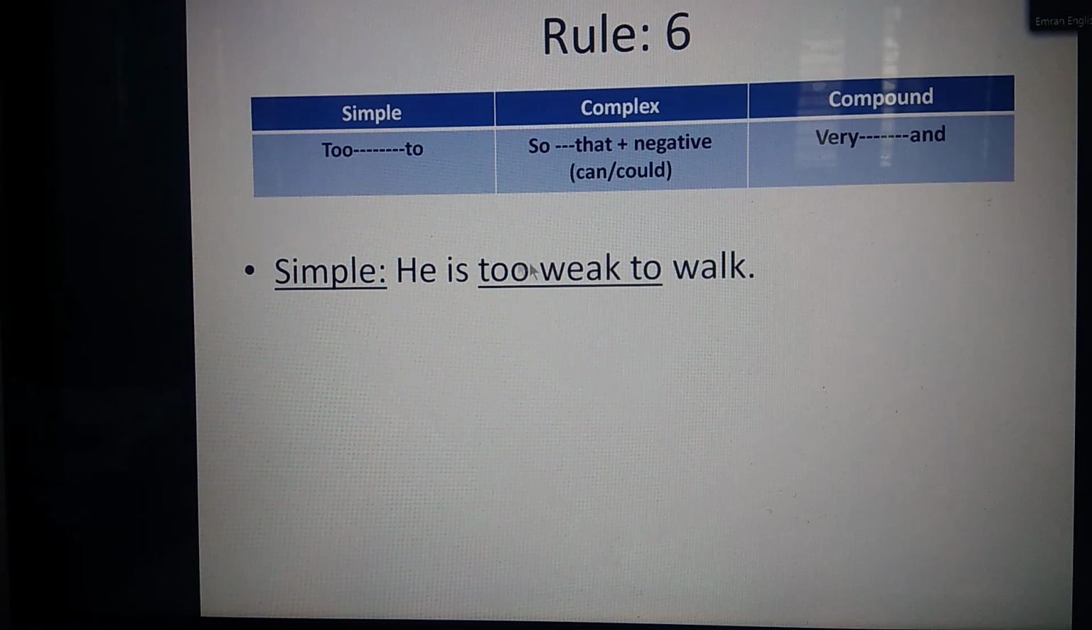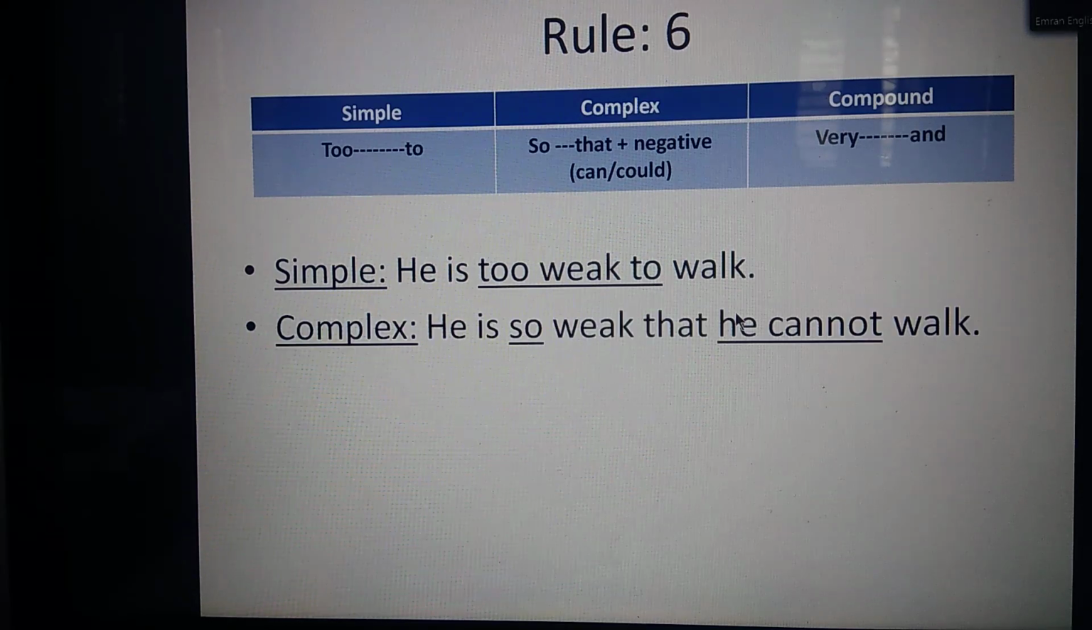To make the sentence complex, we need to apply the rule: so in place of too, and the conjunction that in place of the second to. So let us make it complex. He is so, then the adjective weak, he is so weak, then the conjunction that, he is so weak that. Then we'll have to add a subject. In this case, the subject is related to the subject of the simple sentence. So the person who is weak cannot walk, the same person. So we're repeating the subject he in the second clause of the complex sentence. So he is so weak that he, then the negative with can, that he cannot walk. So this would be the complex one.